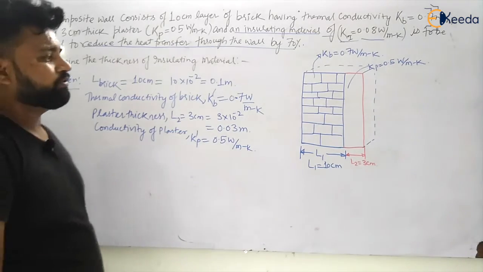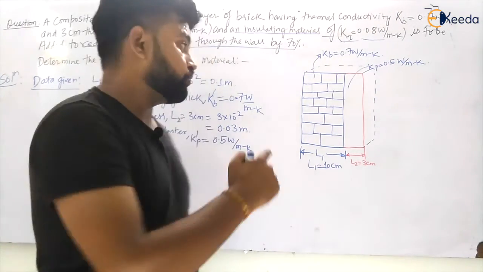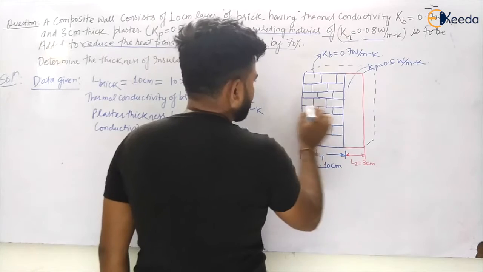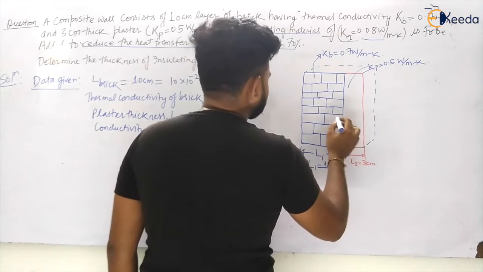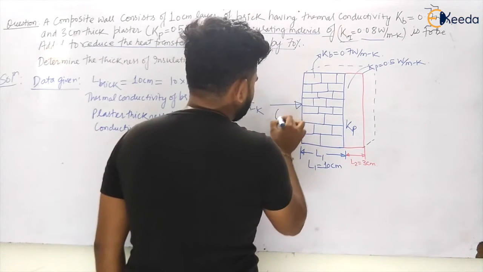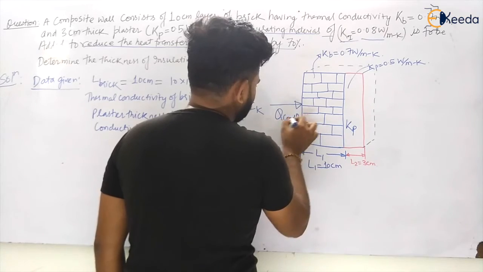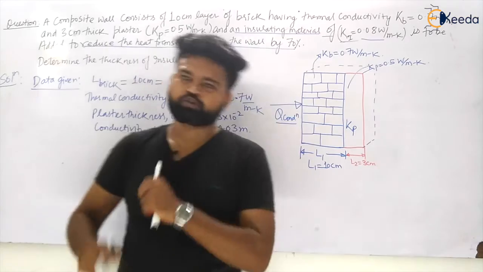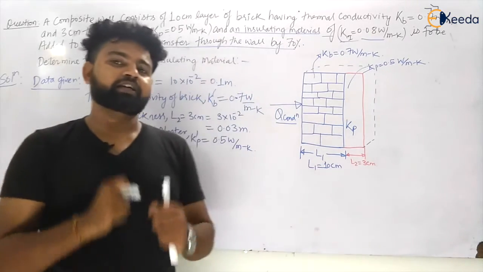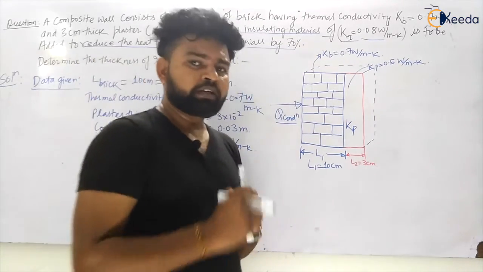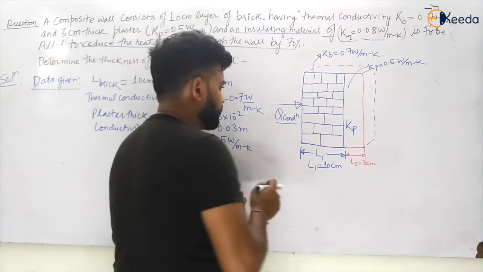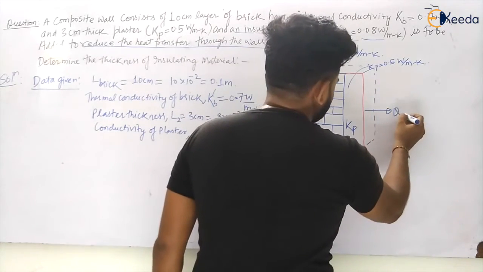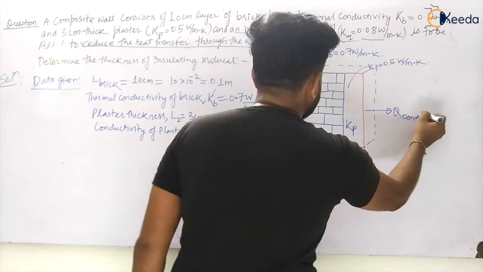First of all, we have to calculate what the heat transfer through this wall will be before adding. This is your K plaster. So there will be heat transfer by conduction, I am assuming one dimensional heat transfer, homogeneous material, isotropic material, and conductivity independent of temperature. It is not changing with temperature. So there will be heat transfer by conduction in this case.